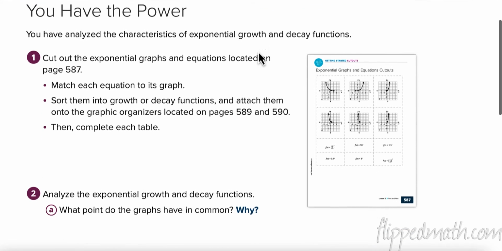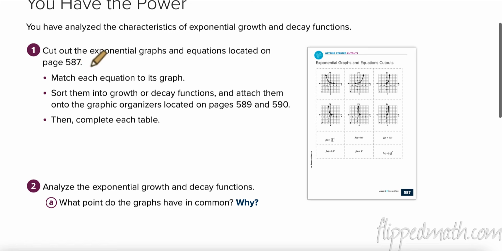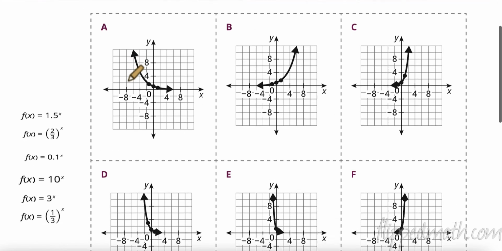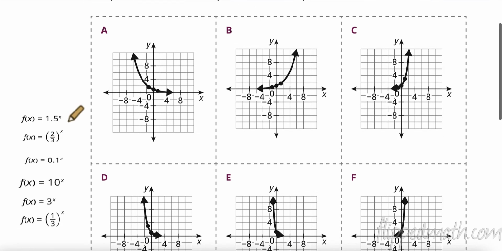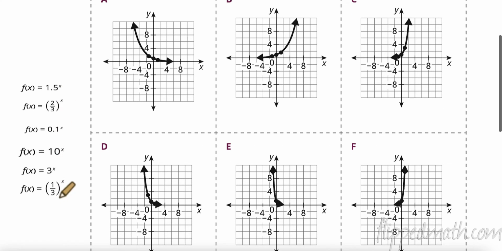Now, I don't need you to go and cut out these things on 587. All right, but go to 587, and what you're going to see is a bunch of graphs. And there's a bunch of formulas at the bottom. I just put them over the side here. What I want you to do is put these into your calculator, and I want you to figure out which graph goes with which graph.